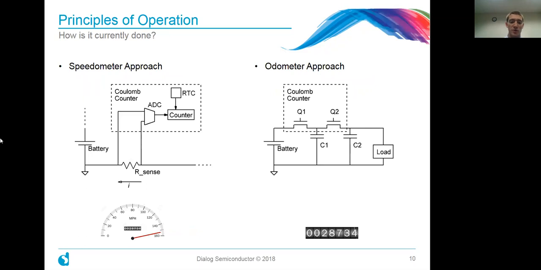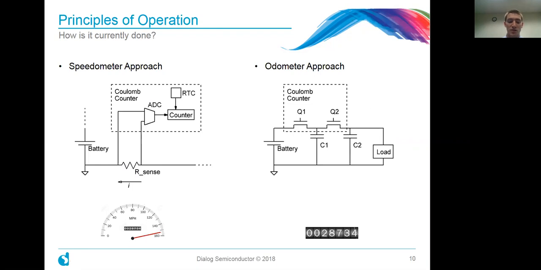So on the left, we have the speedometer approach of the Coulomb counter. What it's doing is checking the speed, and then extracting from the speed the distance. The way it checks the speed is using this ADC, and this ADC is actually reading from a current sense resistor. So the resistor is going to generate a voltage based on the current, and from that voltage we're going to know exactly how much current is going through the Coulomb counter at any given time.